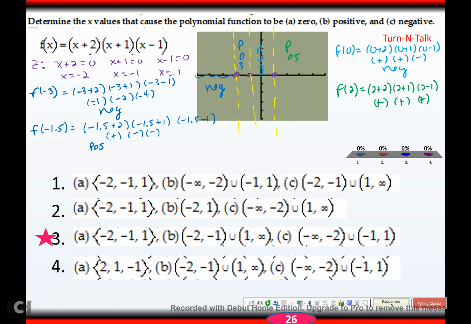Now all I have to do is describe it. Your zeros are at negative 2, negative 1, and 1. And you see how they put it? They just put it in these little squigglies and listed them with commas in between.